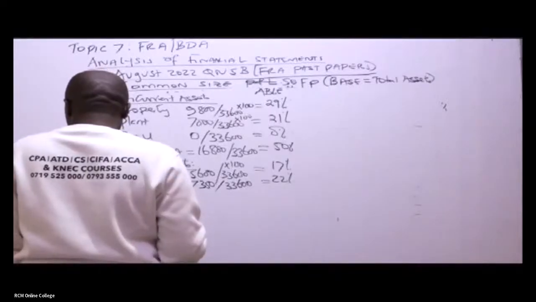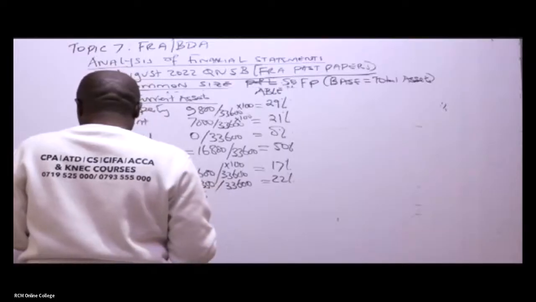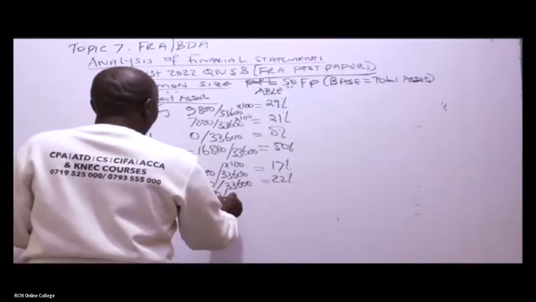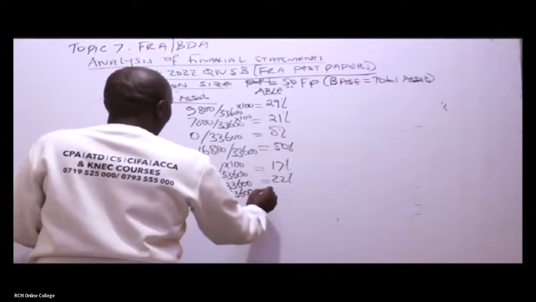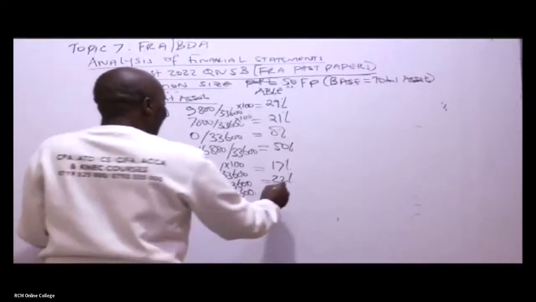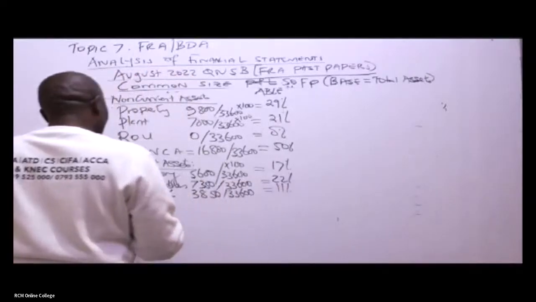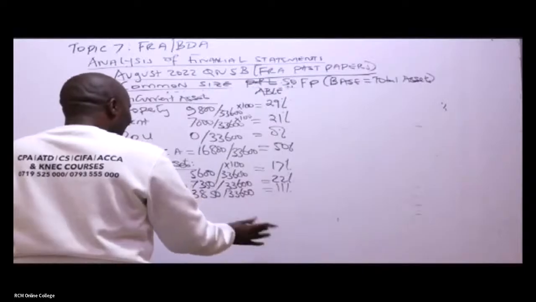So for bank, what do we have there? 3850 divided by 33,600, which will end up giving me what percentage there? 11%. And then they have given me, I don't have to do total current assets.